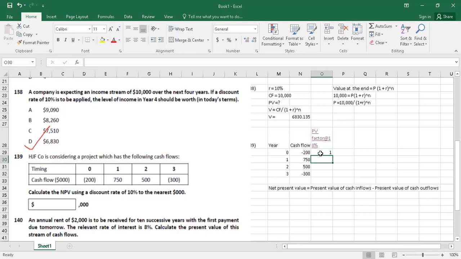Now comes the next year. It is equal to 1 divided by 1 plus the rate, 10%, whole to the power of the time period. The time period is given in this particular cell. Just drag it and you will get the present value factor. Easy, one step, it will be done.